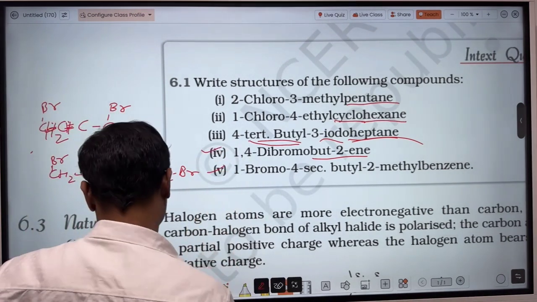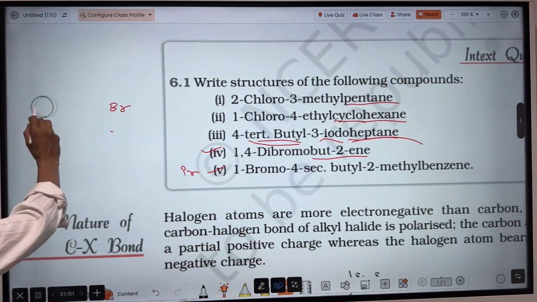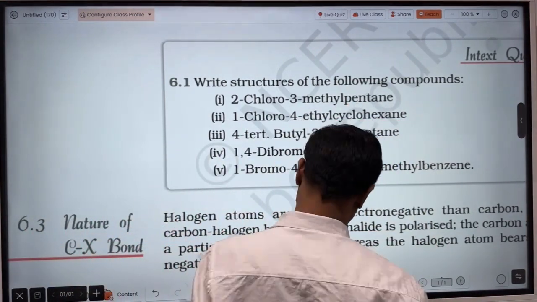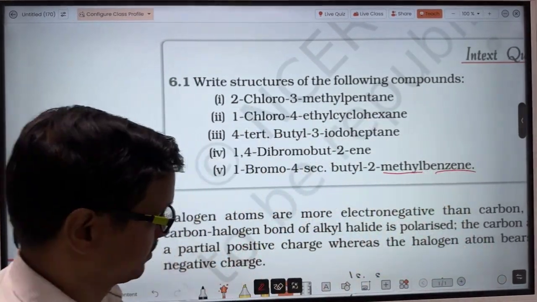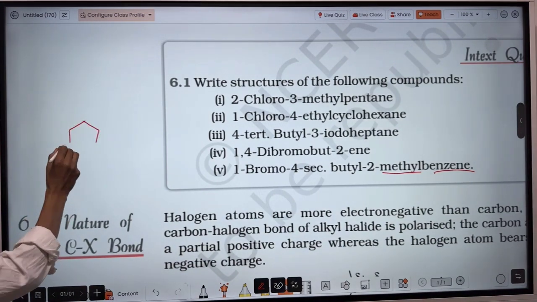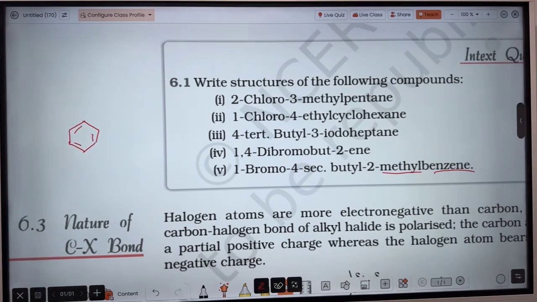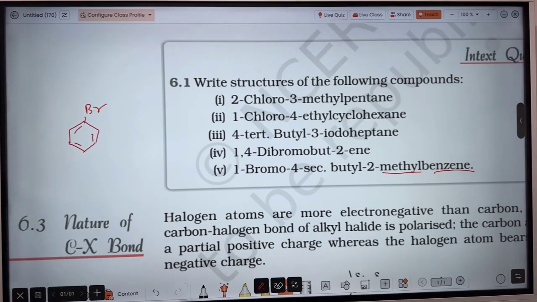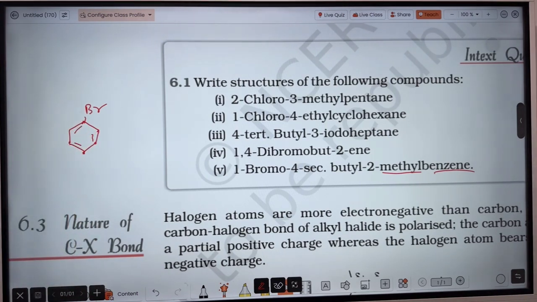Okay. Now let's see fifth part. So methyl benzene. So firstly you will have to draw benzene here. Benzene means there will be alternate single bond and double bond. Mention here 1 bromo. So at first position here we attach bromine. 4 secondary butyl. So 1, 2, 3 and 4. It is 4 secondary butyl.